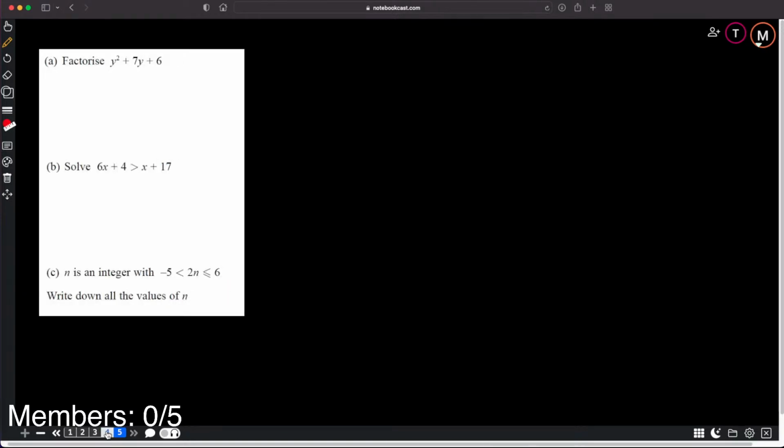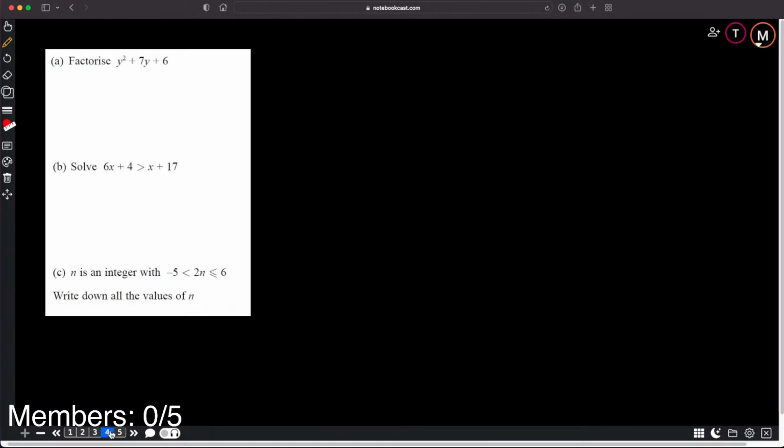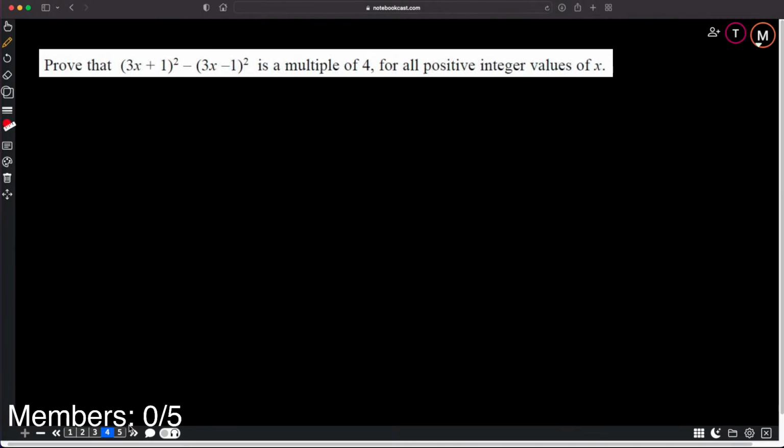So we have a couple of options here. We have inequalities. We have proof. We also had an interest rates problem. Are there any preferences?